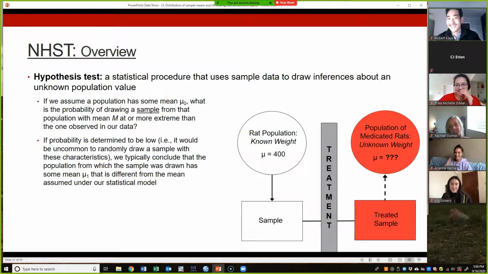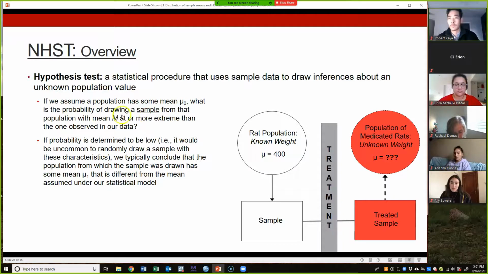All right. So thinking about null hypothesis testing. Null hypothesis testing is a procedure that we use to try and draw inferences about some unknown population value based on some sampling data. Okay.